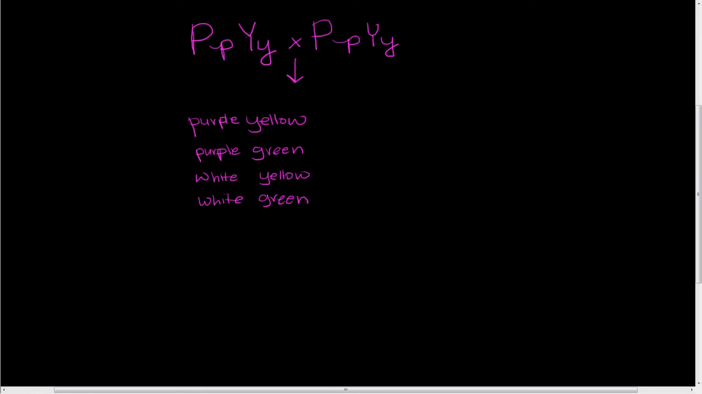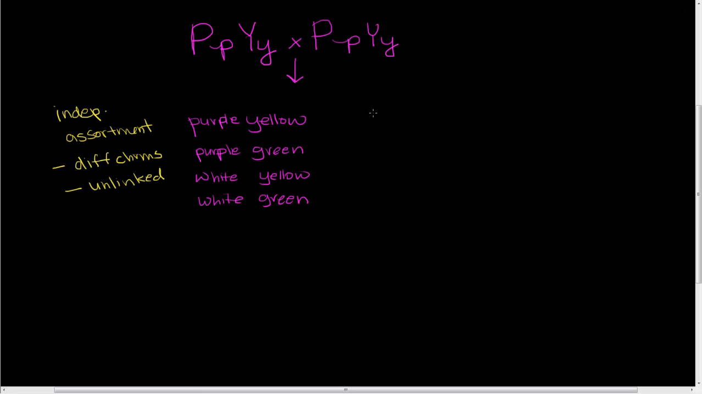Now, for the purposes of this exercise, we're going to assume that these are independently assorting loci. In other words, these loci are on different chromosomes, they are unlinked. Okay, so that's what we're thinking about for this particular exercise. So now let's think about the genotypes of each of these four classes of progeny.